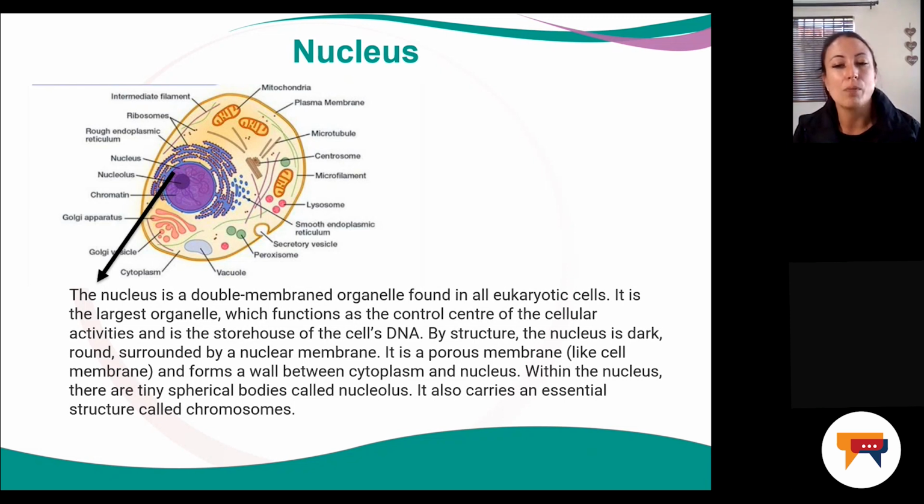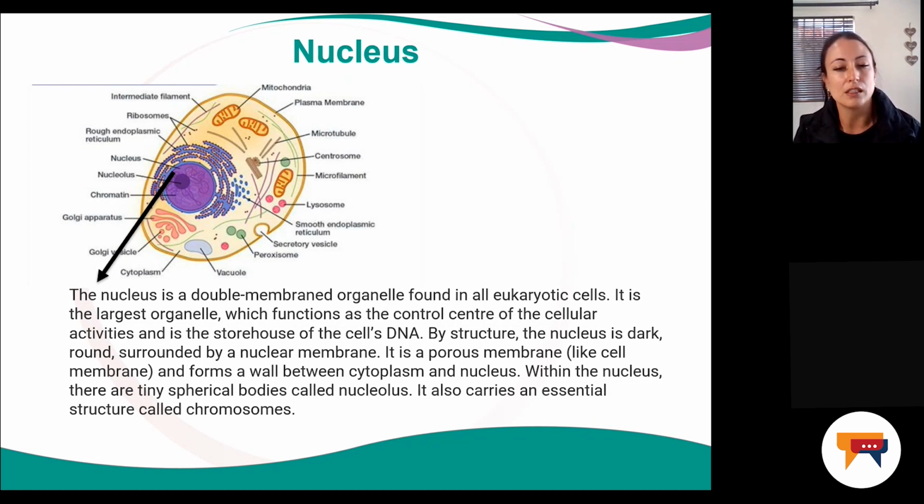By structure, the nucleus is dark, round, and surrounded by a nuclear membrane. It is a porous membrane, like a cell membrane, so certain substances can move in and out of it, and it forms a wall between the cytoplasm and the nucleus. So showing you that this is the nucleus. And within the nucleus, there are tiny spherical bodies called nucleolus.